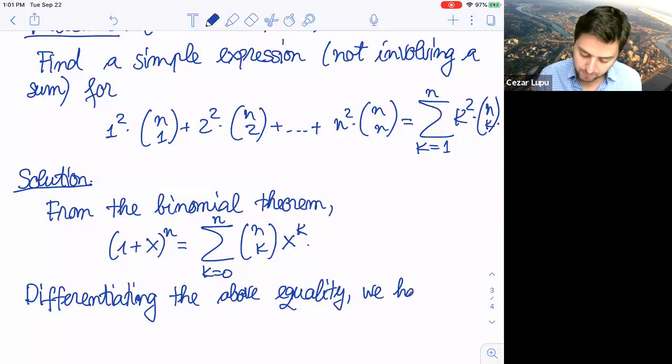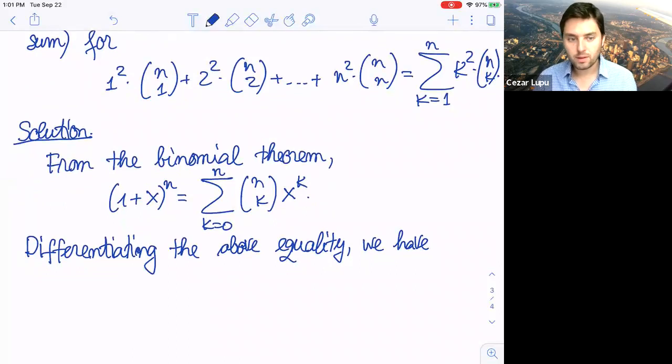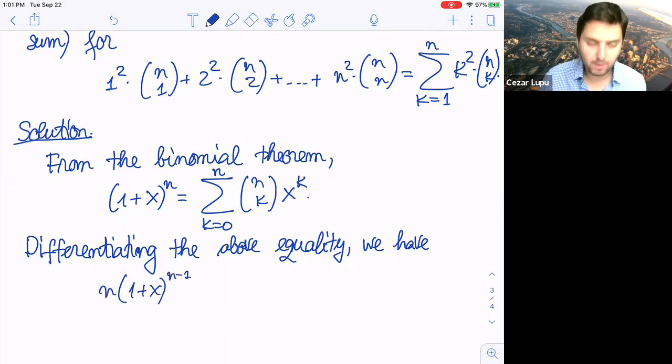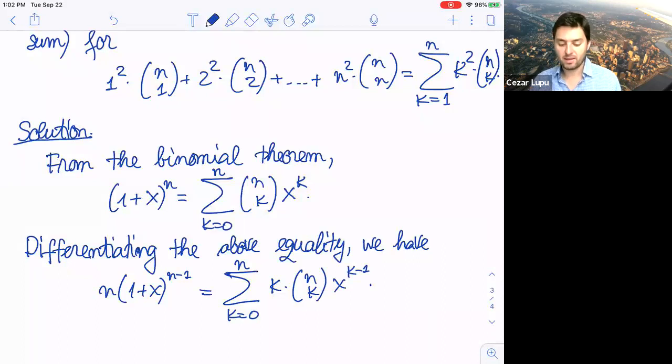So what do we have? This will be n times (1 plus x) to the power n minus 1 times (1 plus x)', which is 1, so I have no problems. And this guy will be, here I'm differentiating term by term, the sum of k times n choose k x to the power k minus 1. Wow, look at it. This is nice.